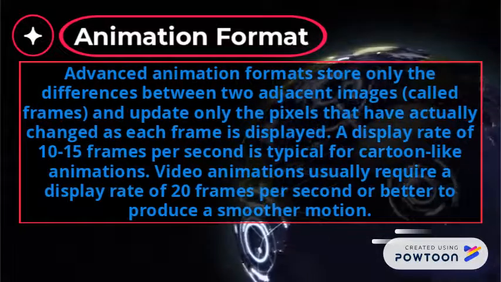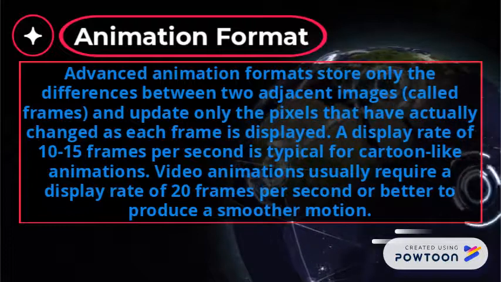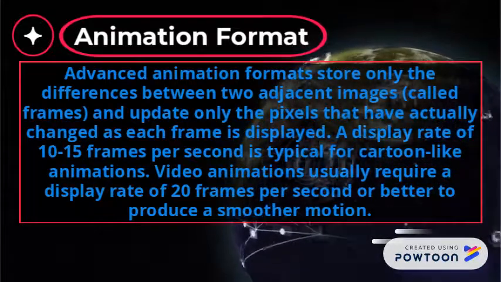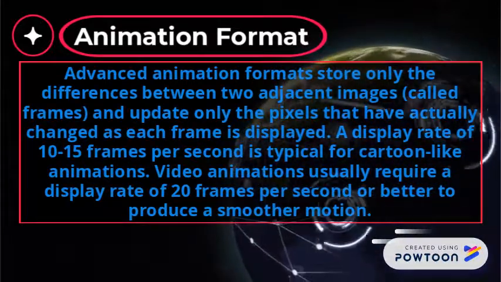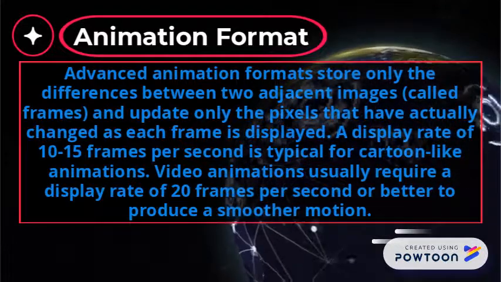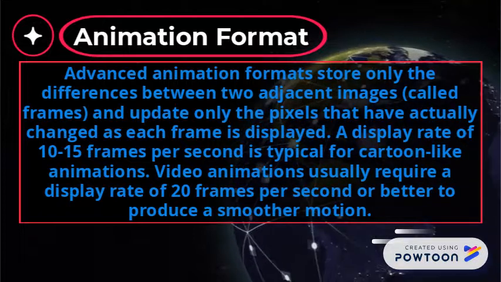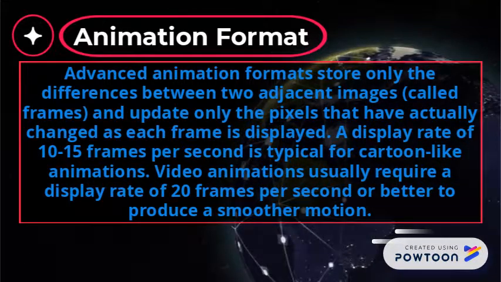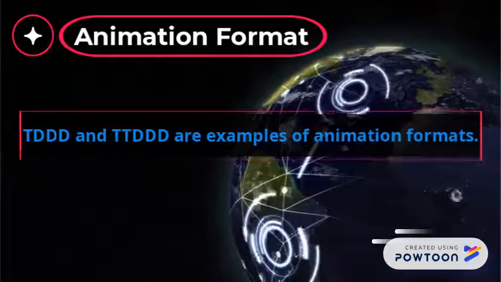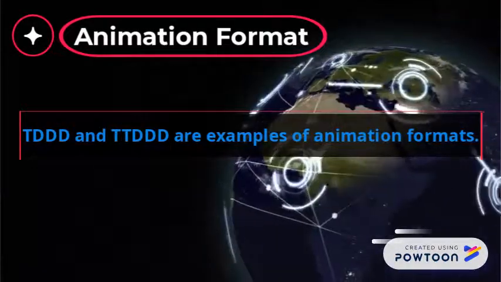Animation format. Advanced animation formats store only the differences between two adjacent images, called frames, and update only the pixels that have actually changed as each frame is displayed. A display rate of 10 to 15 frames per second is typical for cartoon-like animations. Video animations usually require a display rate of 20 frames per second or better to produce smoother motion.